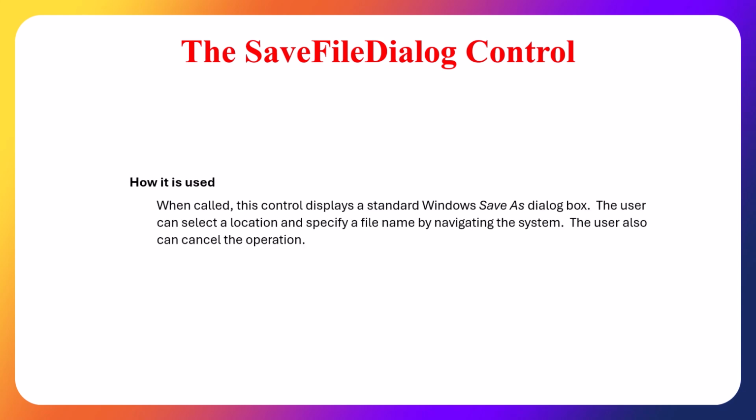And how is it used? Well, when called, the control displays a standard Windows Save As dialog box. The user can select a location and specify a file name by navigating the system. The user also can cancel the operation.